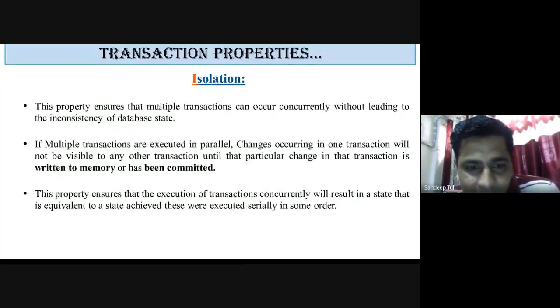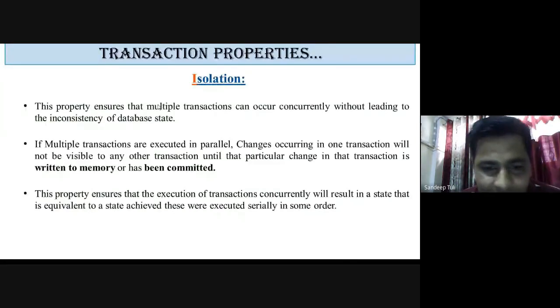So that is a very good example of multiple transactions executing in parallel, but no one will be able to disturb anyone else. That is what isolation means. If multiple transactions are executed in parallel, changes occurring in one transaction will not be visible to any other transaction until that change is written to memory or has been committed. There are two things in this: it is written to memory, or it has been committed.